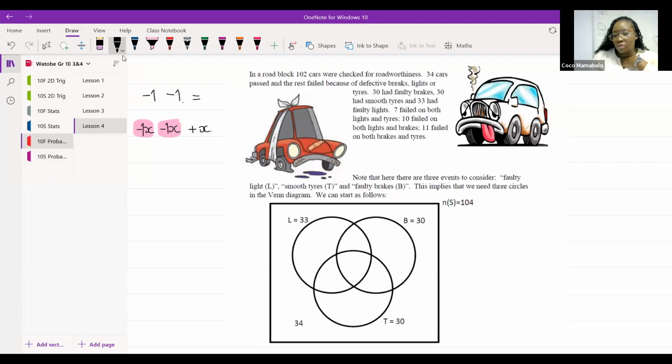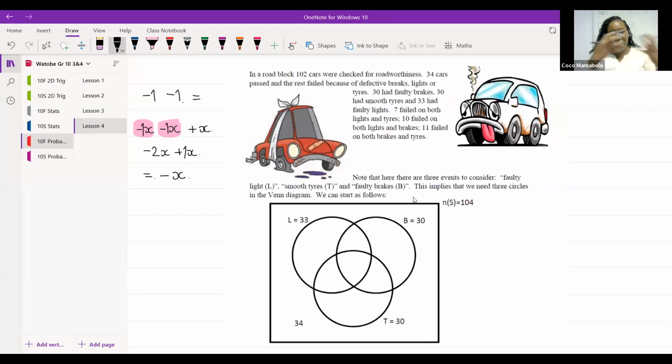Negative 2. Correct. So I'm going to have negative 2x plus x. So now I have negative 2 plus 1. What would that give us? I'm adding 1. If I owe you 2 rand and I pay you 1 rand, how much do I owe you? Oh, so it's going to be negative 1. Correct. That's where we got the negative x from.